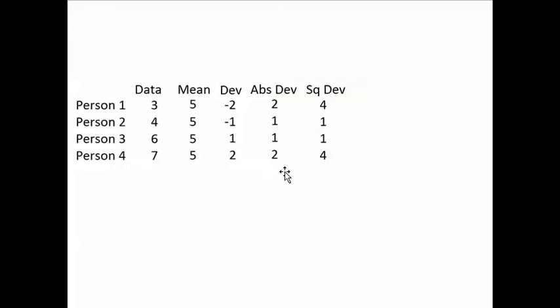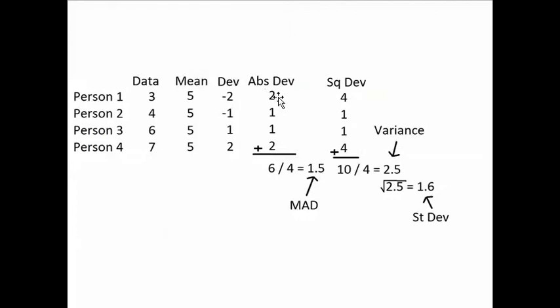So if we add these 4 absolute deviations and divide the total by 4, because there's 4 of them, we get the MAD, which is 1.5. So this MAD of 1.5 is just the mean of the absolute deviation column. It's the mean of the 4 absolute deviations.